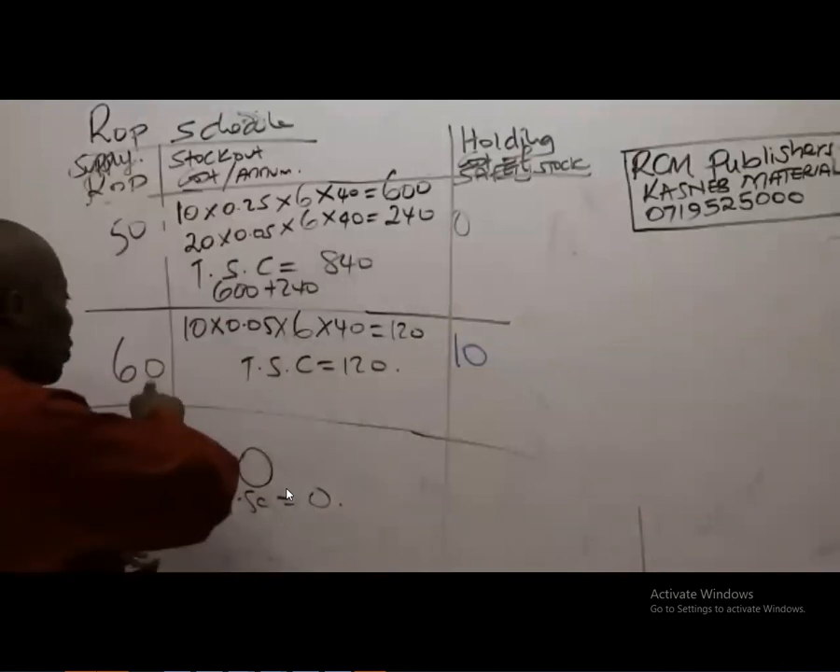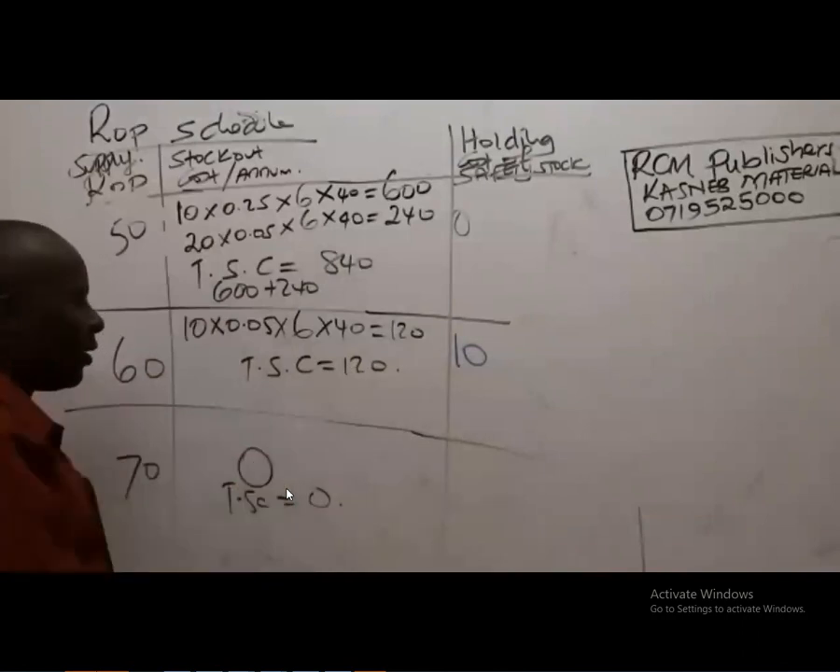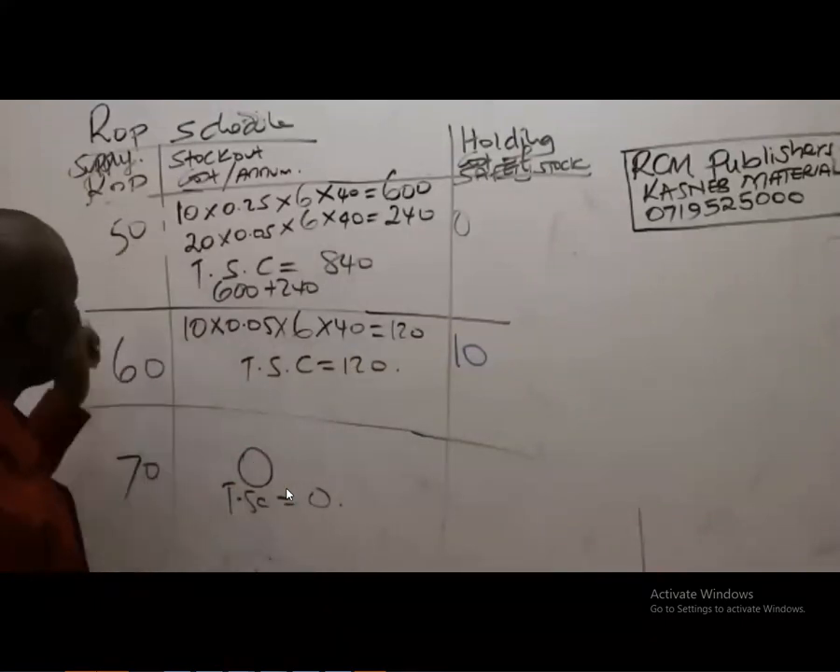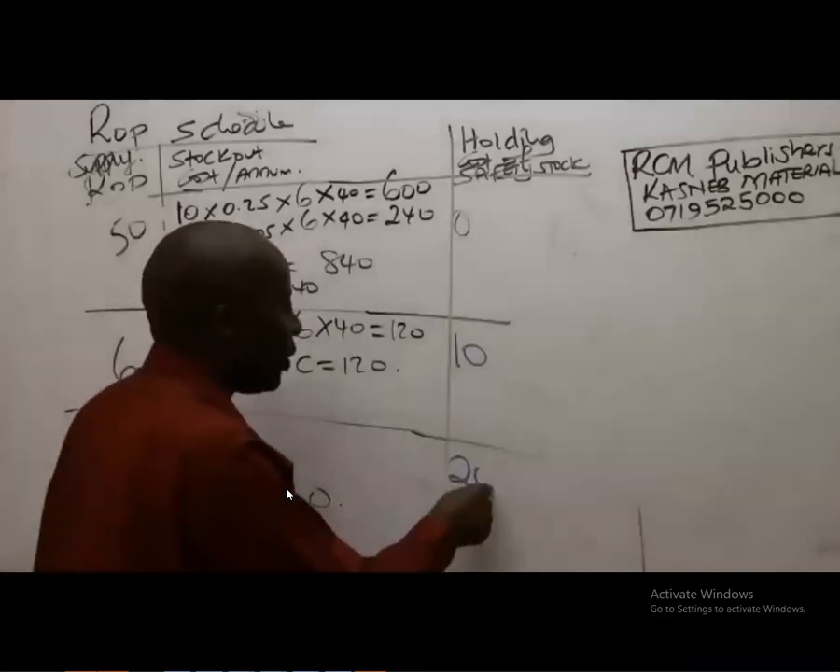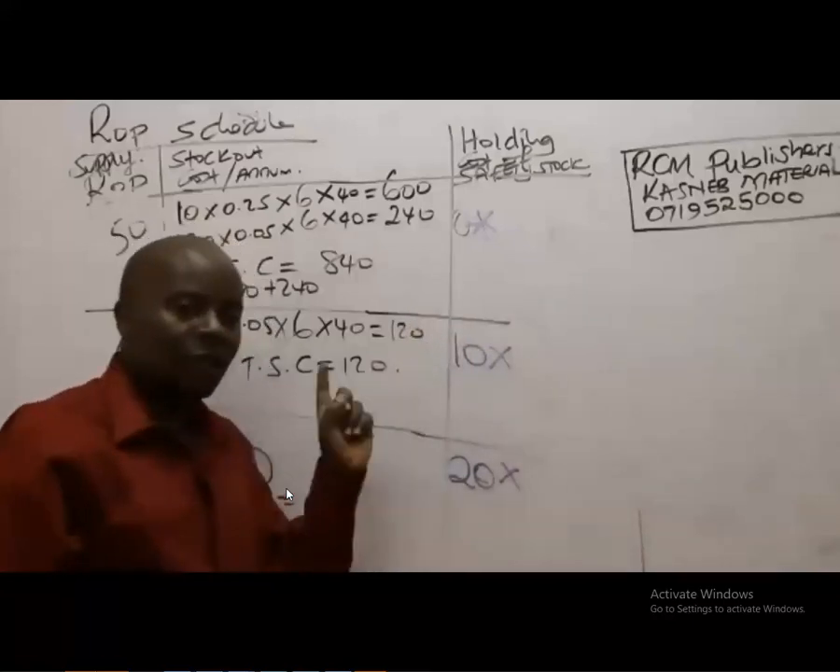So to get safety stock, you take the 50 benchmark minus 50. From there, the second will be 60 minus the benchmark, which is 50, giving 10. From there, we have 70 minus the benchmark, the value of reference there is 50. So 70 minus 50 gives us 20, my good students. These are the safety stock units.